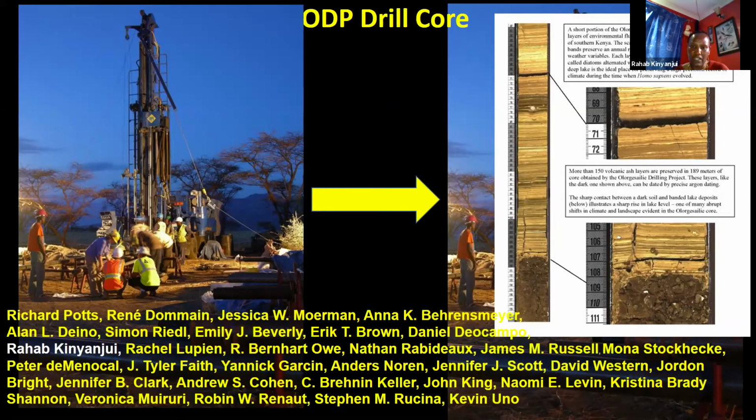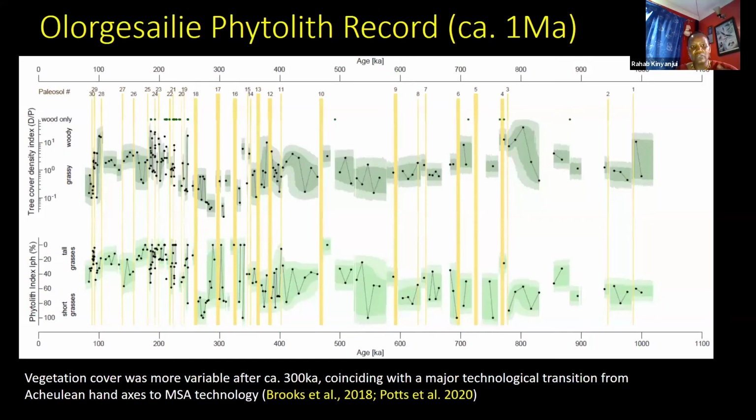And this again was a very high focus multidisciplinary project, where in one core or in one level, several proxies were studied, including diatoms, stable isotopes, soil carbonates, plants, leaf waxes, and all those things. So the record was compared with the paleosol, and we computed a phytolith index and a tree cover density index, and see how they vary.